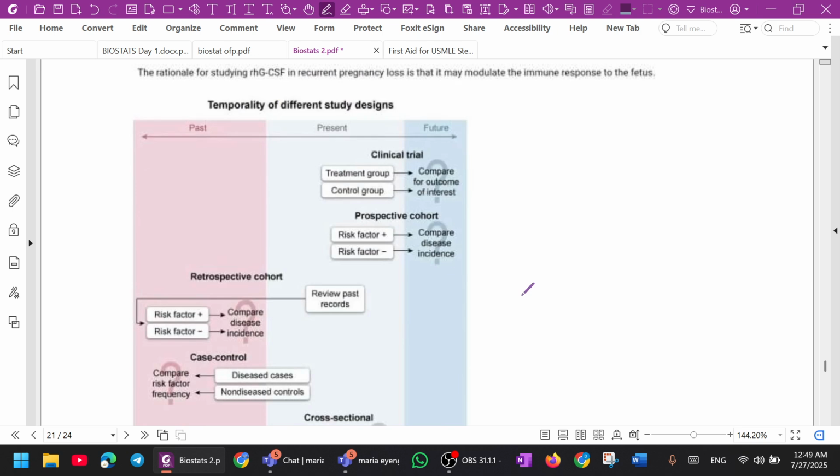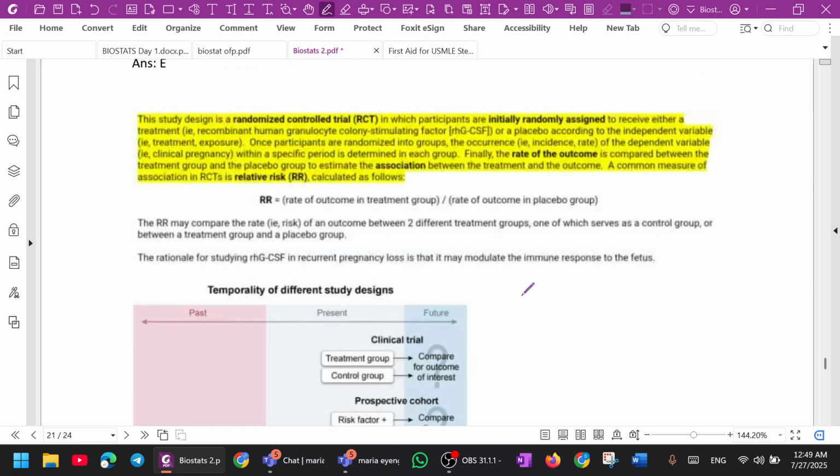It makes sense. No. Right? Remember our chart from Biostats 1? Yes. If you remember it, you see this is RCT, and what was our measurement of association? Relative risk. Okay. I guess it's the same as cohort. That's kind of just what they're trying to say.